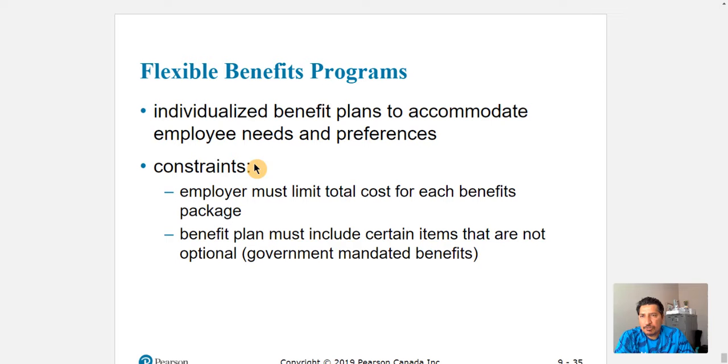Flexible benefits programs are individualized benefits plans to accommodate employee needs and preferences. Constraints: the employer must limit the total cost for each benefit package, and benefit plans must include certain items that are not optional, government-mandated funds.